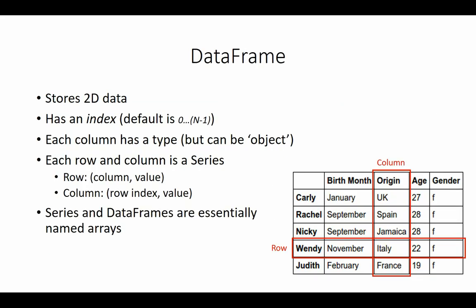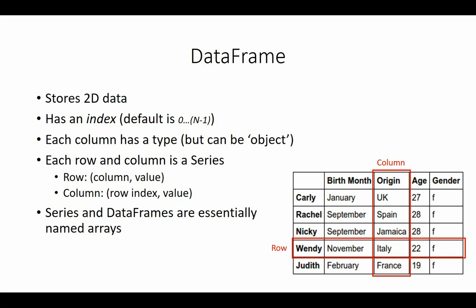Now, a data frame is two-dimensional data. Okay, so a series was one-dimensional. That's two-dimensional. And that means basically a table. So like with a series, you can have an index. In this case, you can see an example of different people and different characteristics they have. So a birth month, origin, age, gender. But if you don't explicitly state some more specific index, you'll just get the default, which is between 0 and n-1, like in a list.